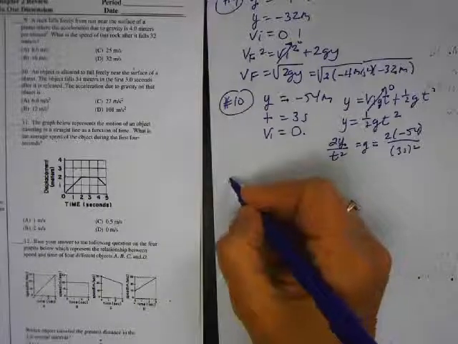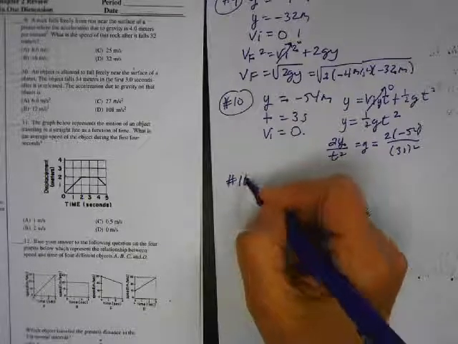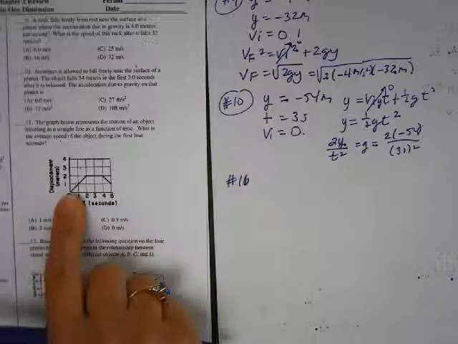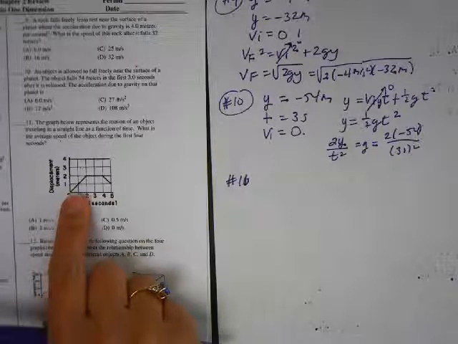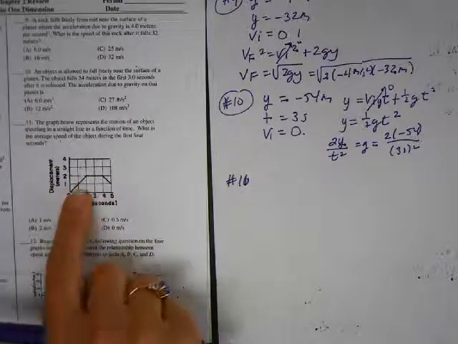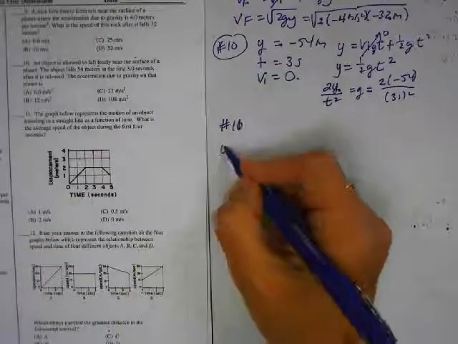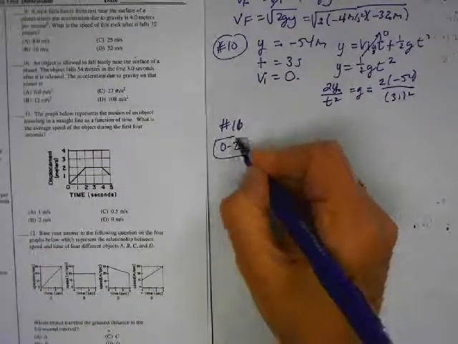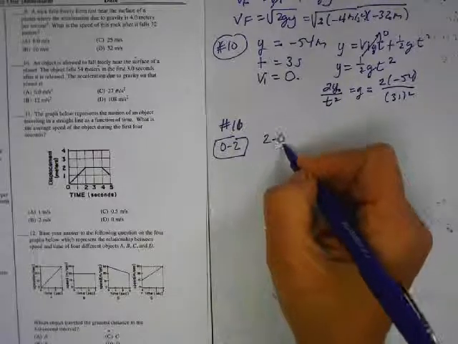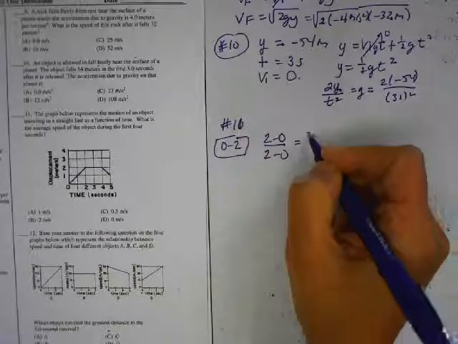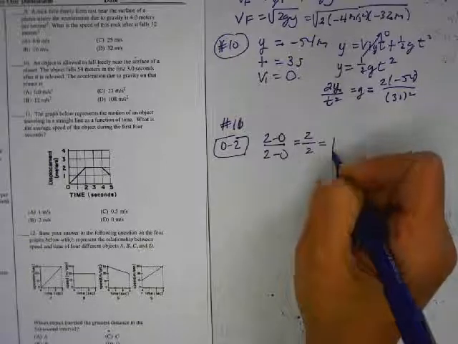All right, number 11, it says the graph below represents the motion of an object traveling in a straight line as a function of time. What is the average speed? So we have to do it in 2 parts. So I would first look at this and say, well, from 0 to 2, it's going to be 2 minus 0 over 2 minus 0. So 2 divided by 2 is 1.